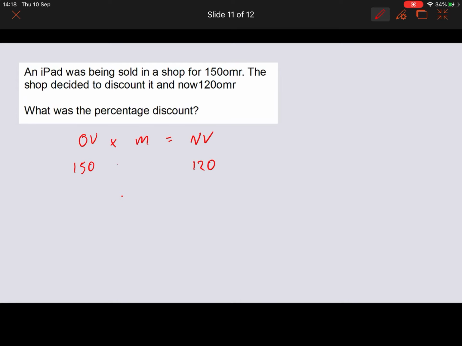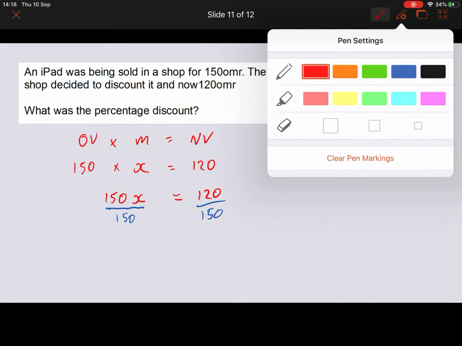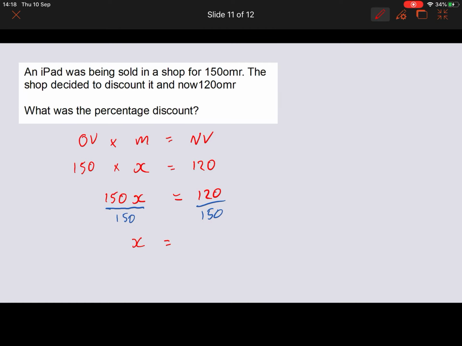So in this question, what's the old value? It says the iPad was being sold for 150. So there we go, old value is 150. The shop decided to discount it to 120. And again, the multiplier we don't know, so we're going to call it x. Write it as if it was an algebra question: 150x is 120. And now you know how to solve the equation. You should be getting good at this. So x is equal to 120 divided by 150, which is 0.8.